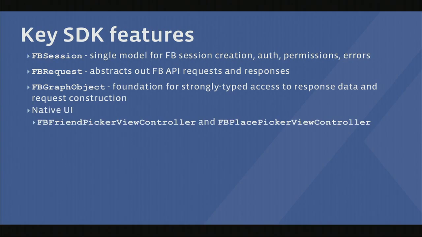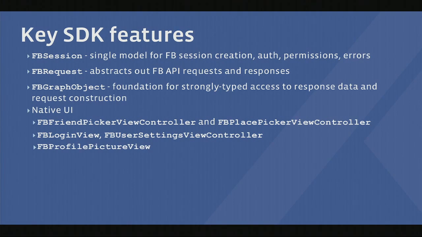Native UI controls: FB friend picker, FB place picker, and we looked at both of those here. FB login view, we looked at that. We did not look at FB user settings view controller, which, if you have connecting to Facebook features buried underneath the settings part of your app, is a turnkey UI component that you can use for that. It may not be what you ultimately want to ship with, but it's a quick way to get started. FB profile picture view is for loading profile pictures in the background and caching the results.